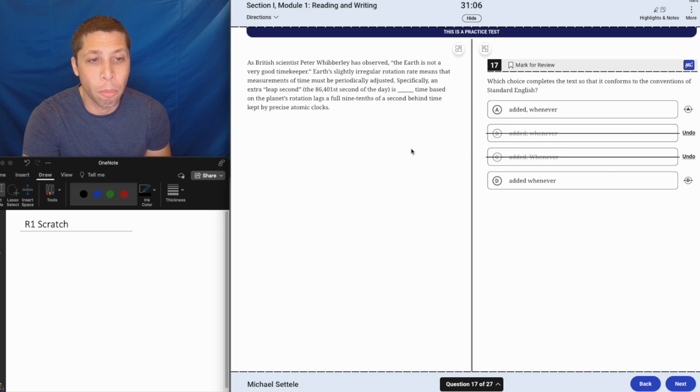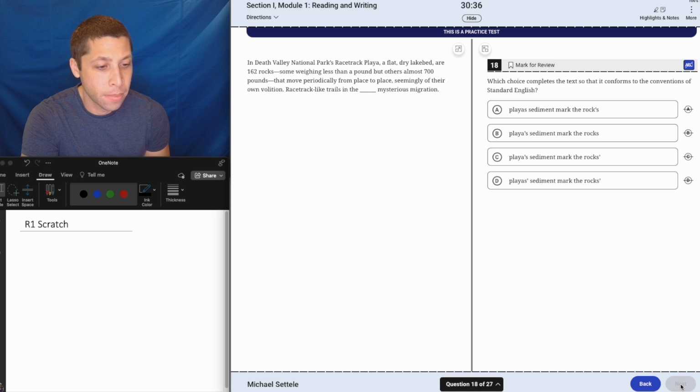Okay. Here we have a semicolon and a period, which generally mean the same thing. So we're probably going to ignore both of them, but we're still going to look and see if we've got some clauses here. Specifically, an extra leap second is added whenever time based on the planet's rotation lags. So that's just a full sentence. Let me read the whole thing though. Specifically, an extra leap second is added whenever time based on the planet's rotation lags a full 9/10 of a second behind time kept by precise atomic clocks. Nothing there, just ignore this so it doesn't get in the way, but otherwise it's just a thought. No need to break it up with a comma.